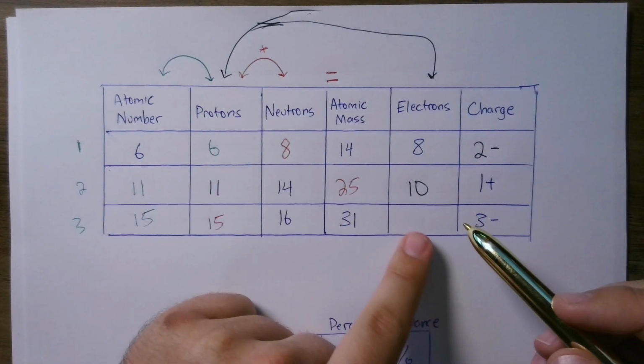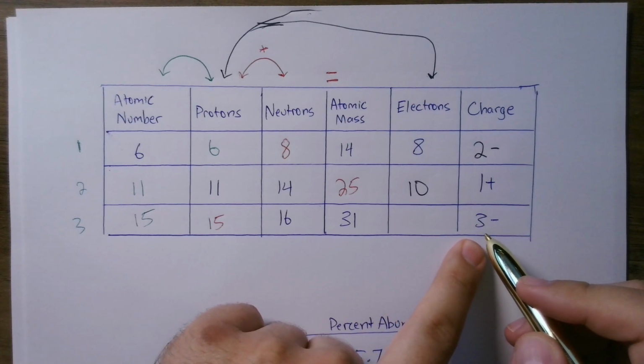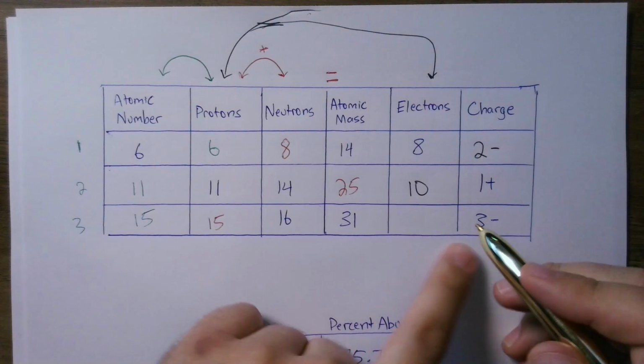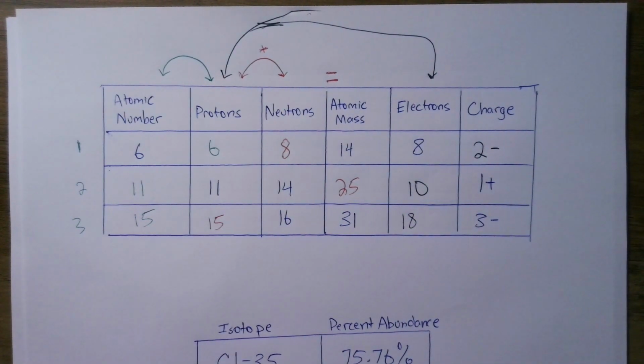And now I need to get my electrons. So for electrons, I have a 3 minus charge, which means I have 3 more electrons than I do protons. 15 protons means 18 electrons. And that's how you can use protons, neutrons, electrons to figure out atomic number, atomic mass, and charge.